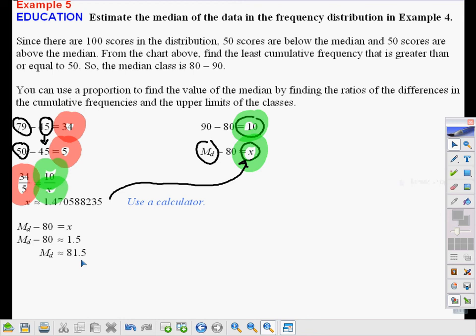Again, a rather involved process, and I understand if there's a little bit of confusion. Hopefully, if nothing else, you can follow the algorithm of how this happens, meaning the process, and be successful at approximating the median from a frequency distribution table.